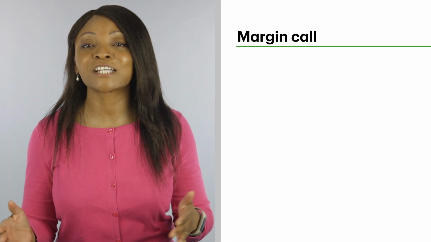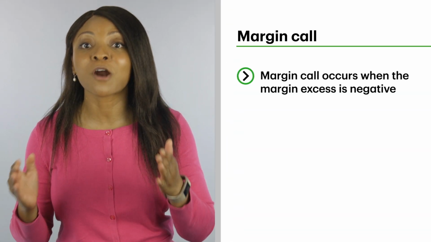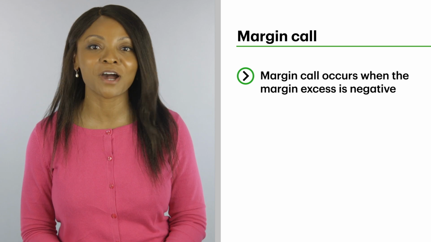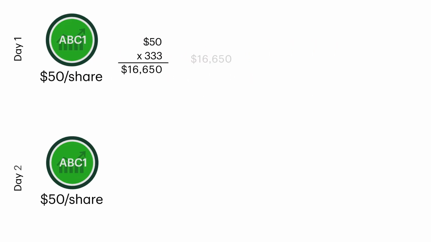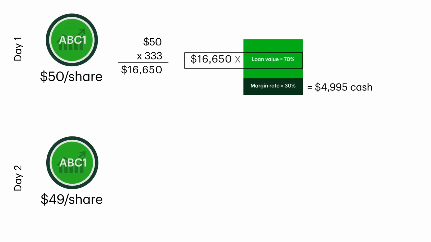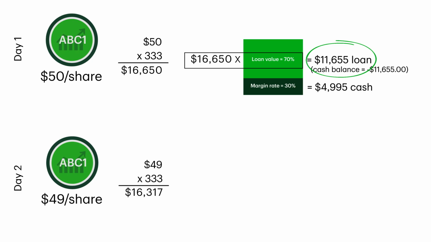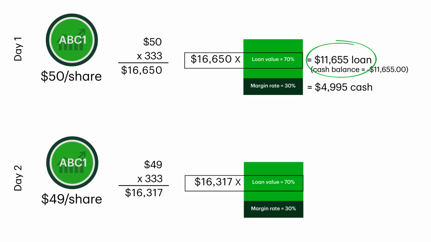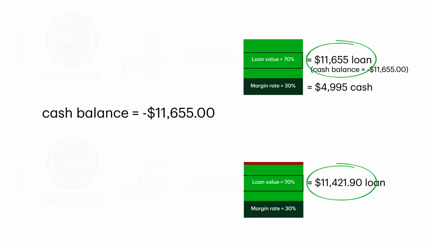If your margin excess also goes negative, you'd be in a margin call, and you would want to fix that right away. For example, the next day ABC1 stock closed down $1 at $49 per share. Your loan value would be 333 shares multiplied by $49 per share and then multiplied by the 70% loan value. This results in $11,421.90 in loan value.